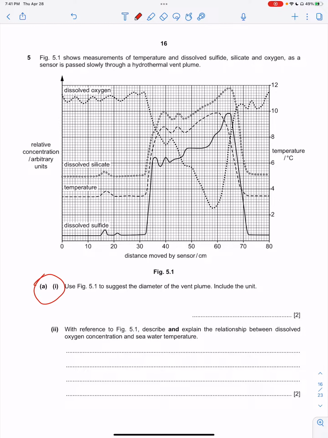So, anyways, the answer is relatively obvious, right? I'll show you what I see here. Instead of seeing a graph, you can actually see the shape of the actual vent. But yeah, the published mark scheme is not correct, and the answer is a lot more obvious than what the mark scheme says, 29.